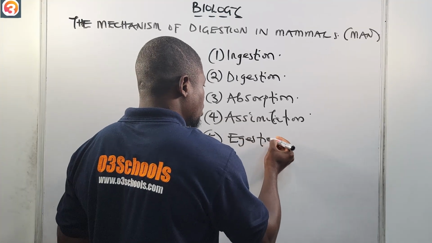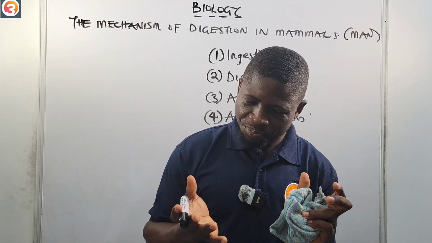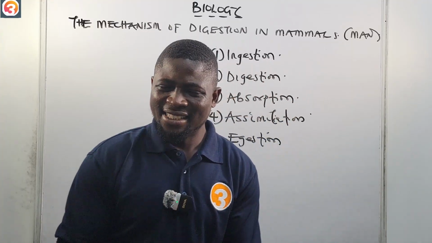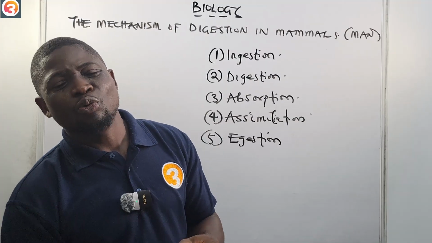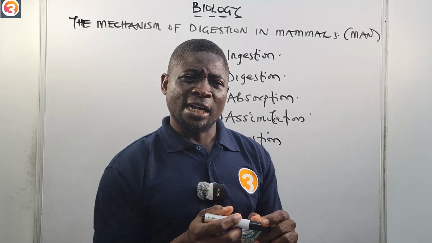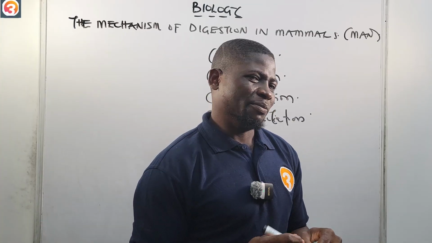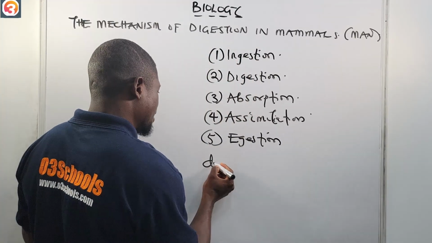Egestion. When we take in food, not all of it is digested. There are some parts that are not digested. Those are taken through to the rectum, and then pass through the anus in the process that we call defecation.